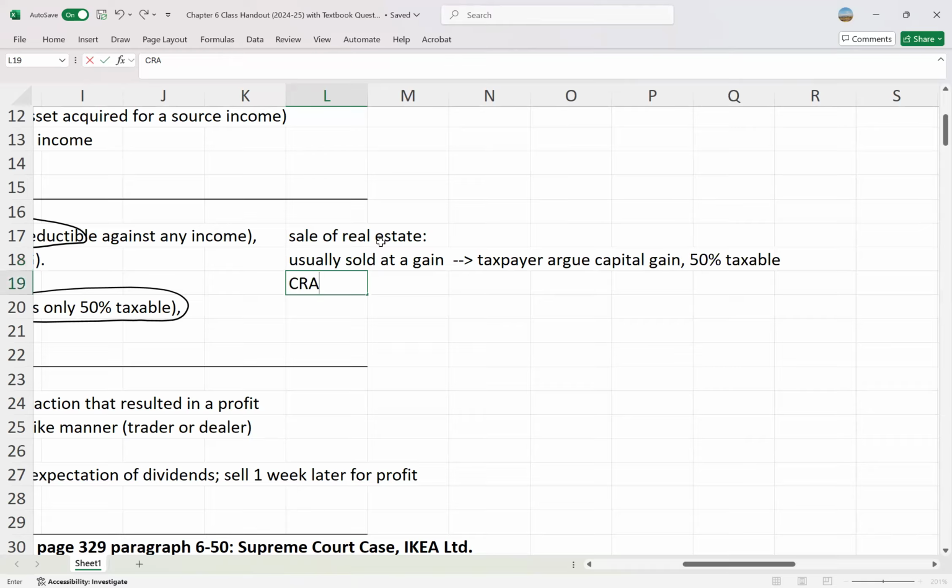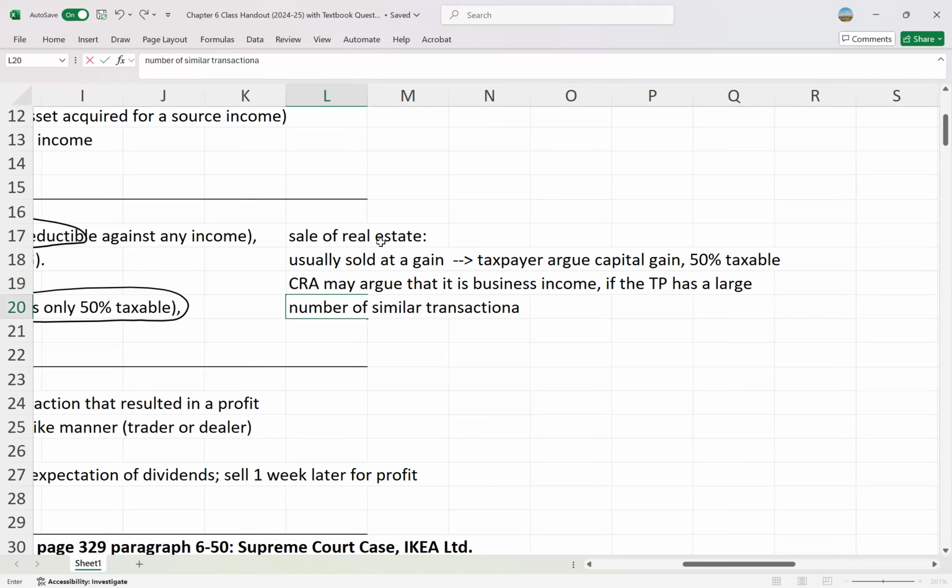But then the CRA may argue that it is business income if the taxpayer has a large number of similar transactions. This has happened a lot with CRA audits, where a taxpayer may have sold a number of real estate investments and calculated the amount as a capital gain, only being 50% taxable.